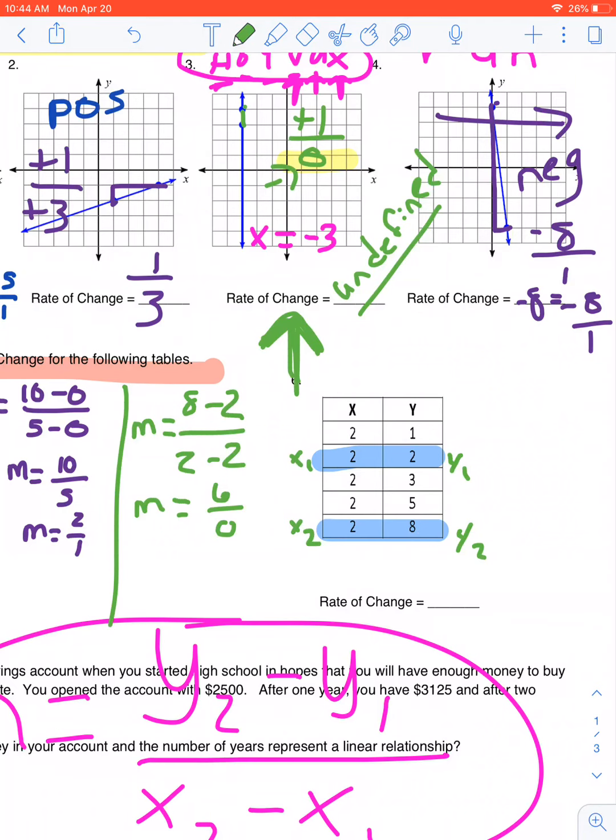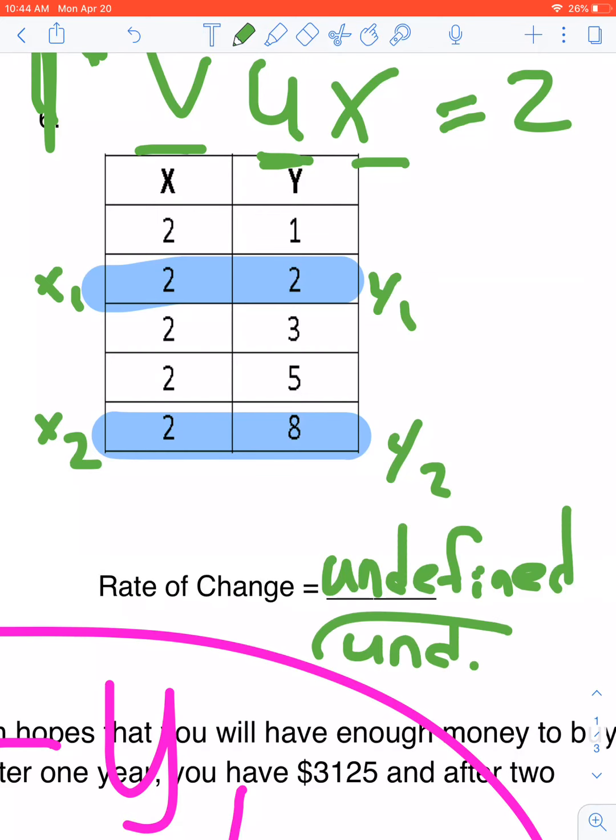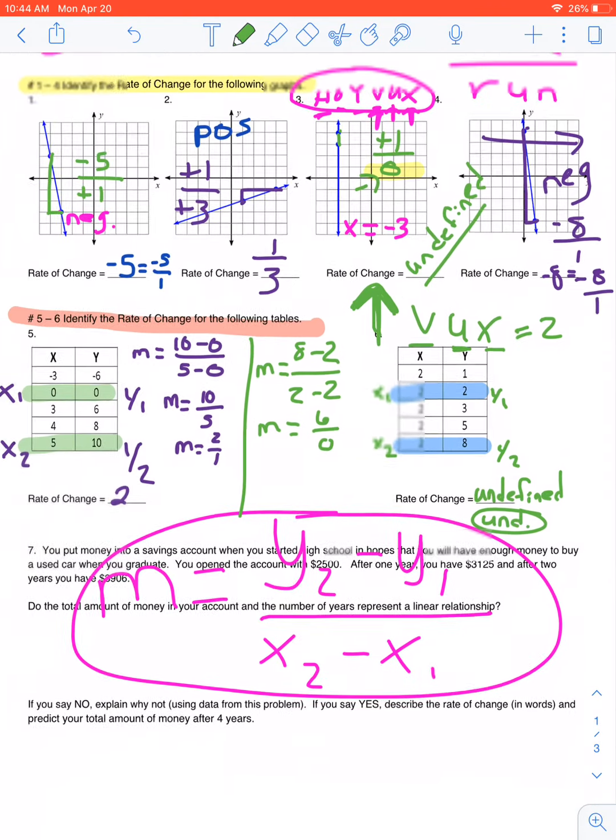And we know a vertical line is our VOX. It's a vertical line, so we have an undefined slope and the equation is x equals, and on this one, it's going to be x equals 2. So our answer here for our rate of change would be undefined. Most of you won't write that out, so if you just write U and D and circle it, that's perfectly fine, but it also is undefined.